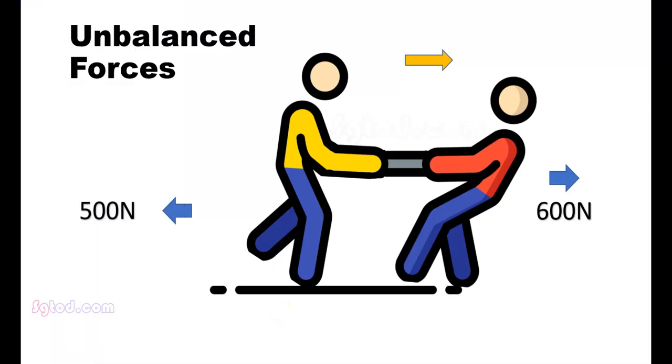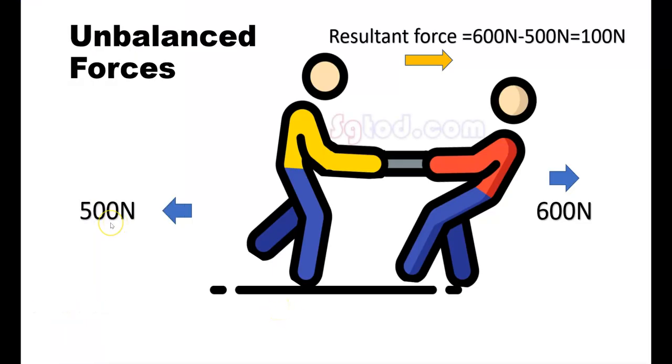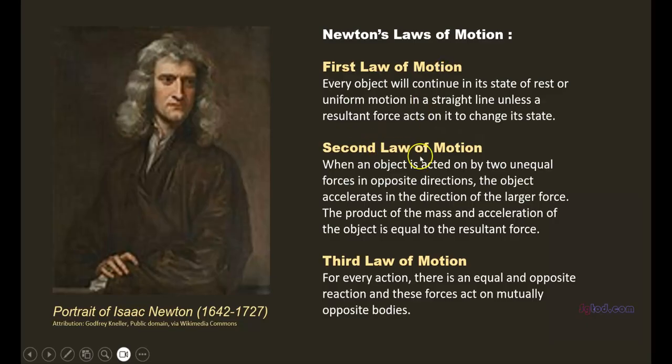unbalanced forces. In lesson 1, we learned that when two or more forces acting on an object are not balanced, there will be a resultant force, and the object will move towards the direction of the resultant force. This actually brings us to the second law of motion instituted by Sir Isaac Newton.